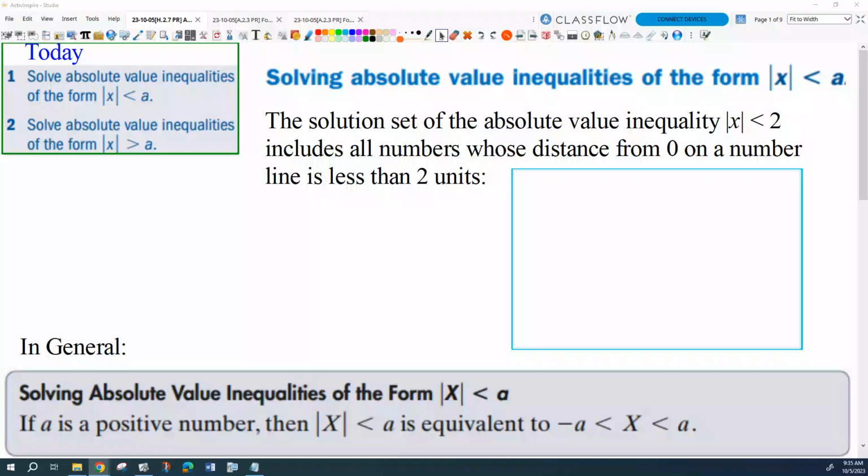We talked about solving absolute value equations yesterday. Today we're going to look at solving absolute value inequalities.